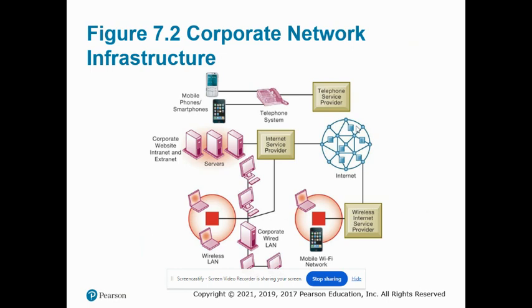Today's corporate network infrastructure is a collection of many networks from the public switched telephone network to the internet, to corporate local area networks linking workgroups, departments, or office floors. Here we illustrate the components of a large company's network. Note the difference between the wireless LAN, which allows wireless access within the office, and the mobile Wi-Fi network, which allows internet access to employees outside of offices.